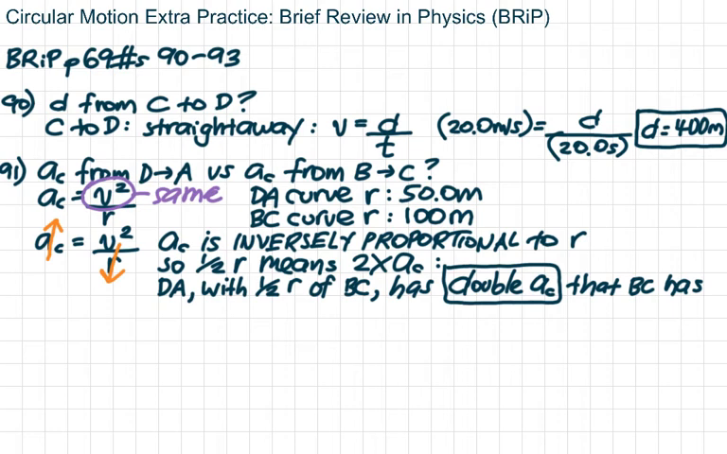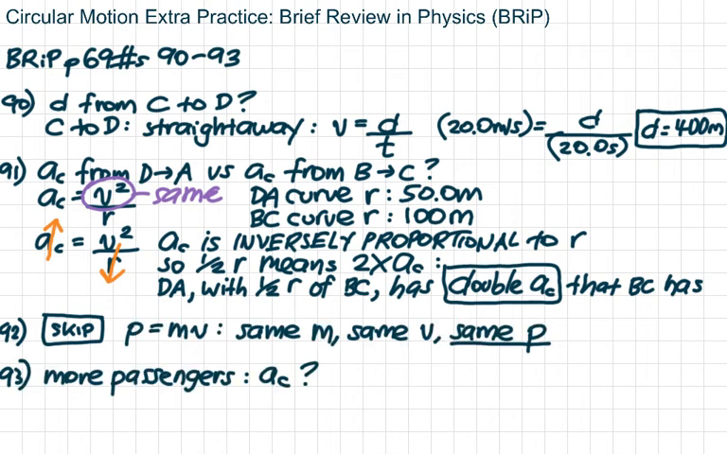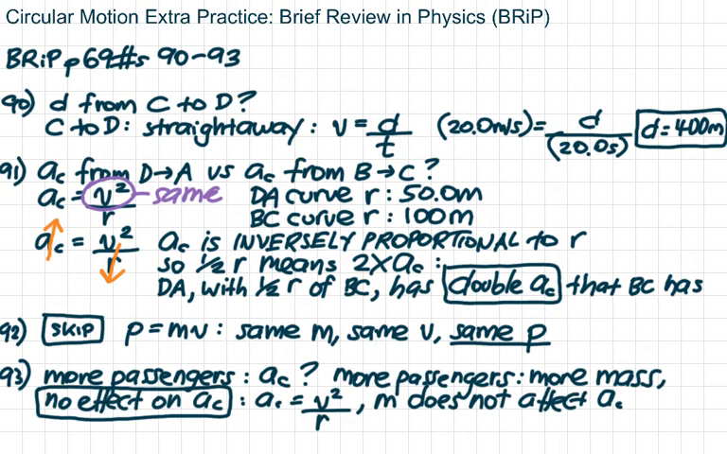So 91 is double. 92 we can actually skip, but if you're wondering about the momentum, momentum is mv, mass times velocity, or mass times speed, and with the same mass and the same speed, it's the same momentum, but we haven't done momentum yet. That's the next topic. Finally, 93 on this page says if you put more passengers in the car, what does that do to centripetal acceleration? Nothing. More passengers adds mass, and mass does not affect centripetal acceleration. So more passengers, more mass, no effect on centripetal acceleration.